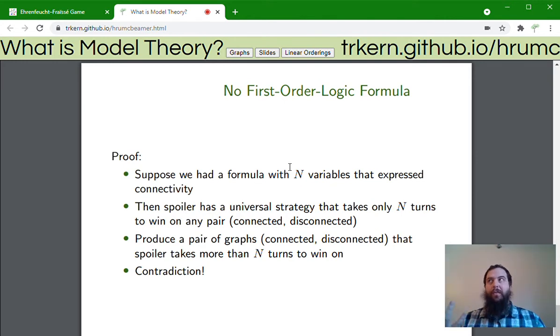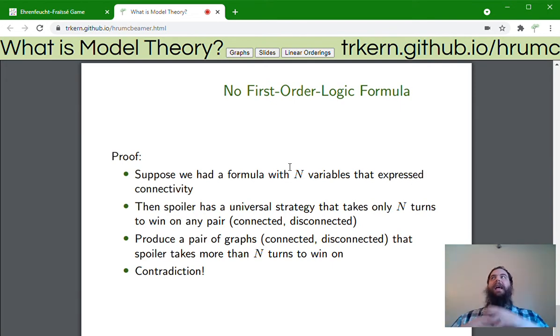So this is a formula in first order logic of graphs that's true of all of the connected graphs and false of all of the other graphs. And suppose that that formula has n variables in it. Then Spoiler has a universal strategy. Maybe they'll have better strategies for particular pairs of graphs, but Spoiler has a universal strategy that only takes n turns, where n is the number of variables, to win on any pair of graphs where one graph is connected and one graph is disconnected.